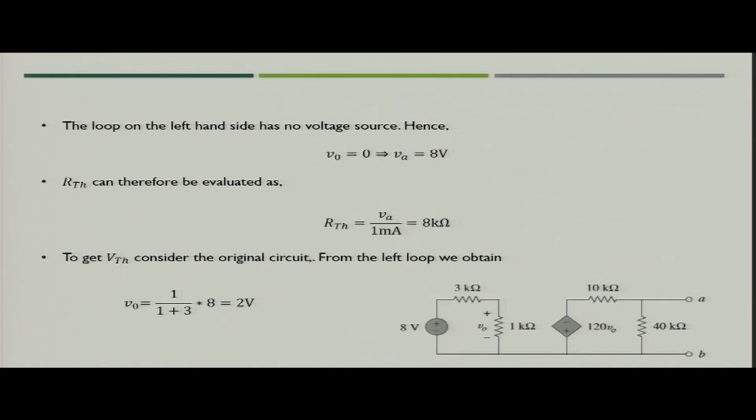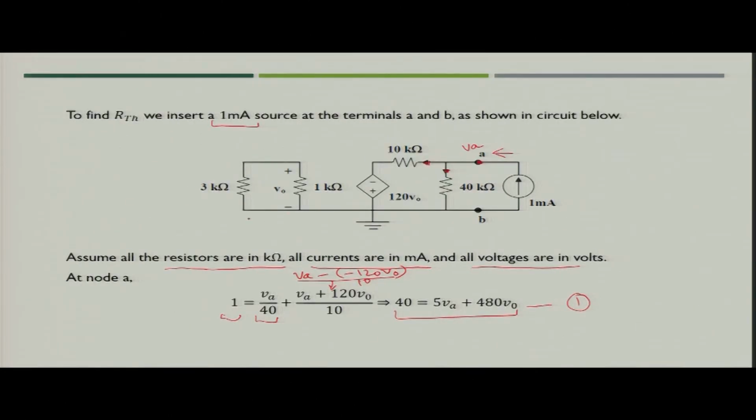Now, what is next? Next, if you see the circuit, you will see there is no source available in this segment. So, what does it mean? The value of V naught would be 0, right. Since the V naught value, which is across 1 kilo ohm, is the variable which defines the value of the dependent voltage source, in that case, since V naught is 0, the value of the dependent voltage source, that is 120 V naught, will be 0.